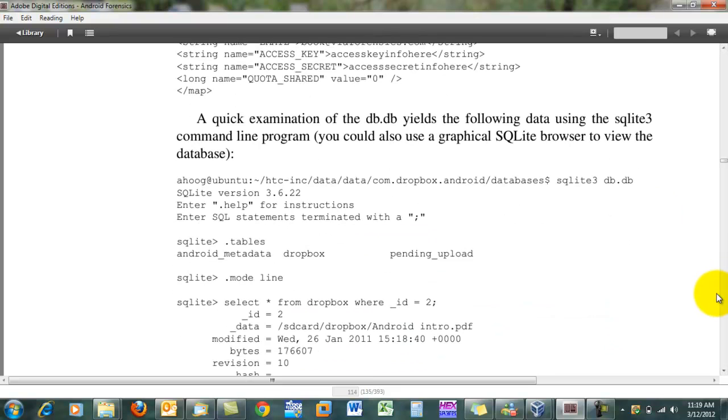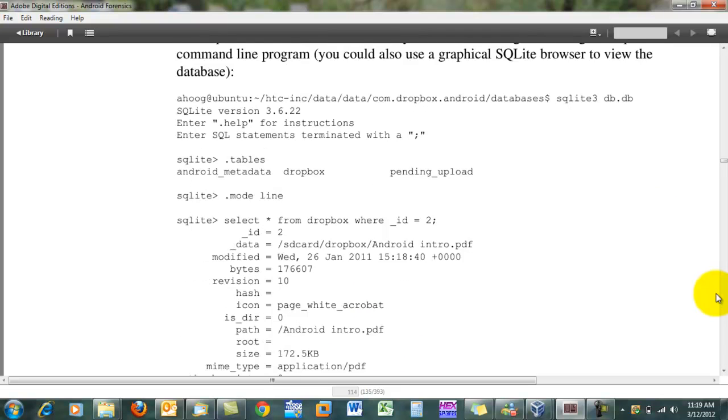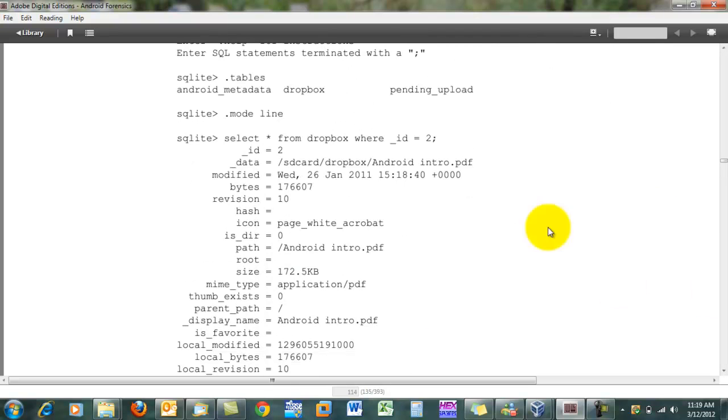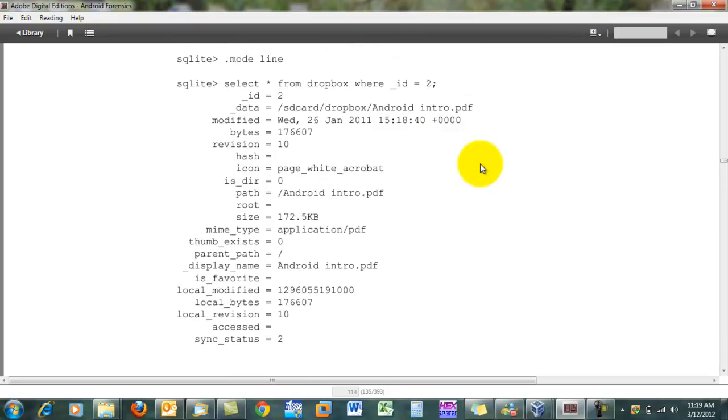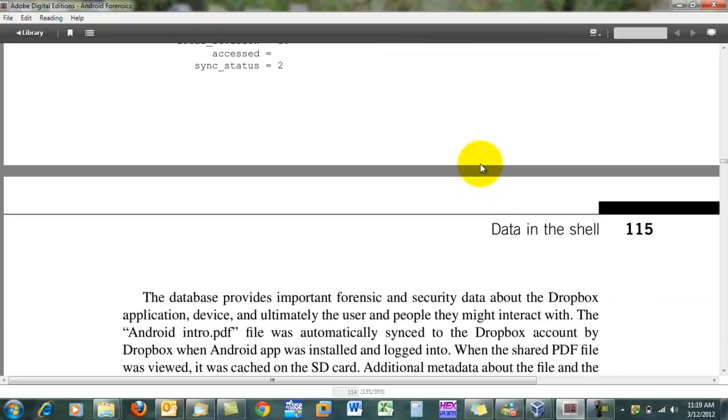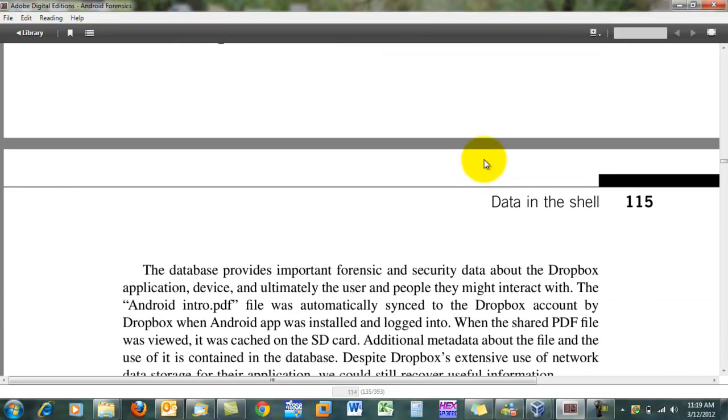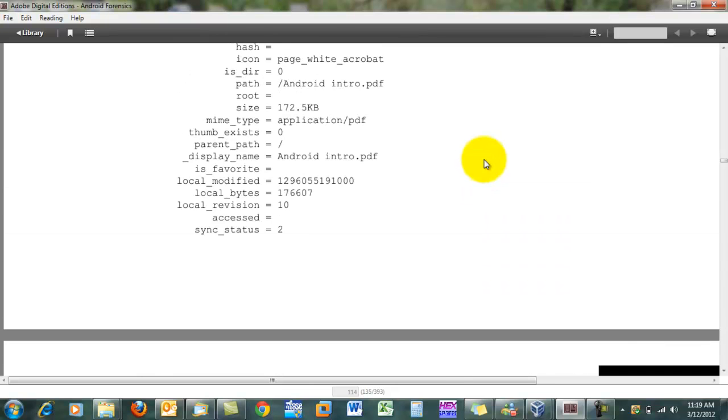In the SQLite database, if you manage to query it, you'll see data such as what files have been added to the Dropbox. So these are some of the data you can see over there. So we have finished looking at how data are stored in Android devices.